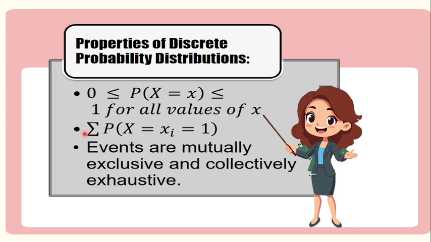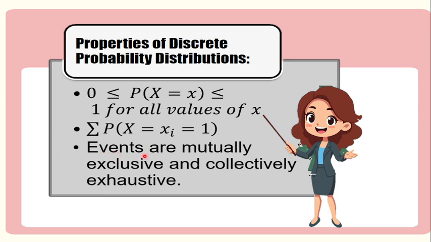So, for our second property, we have the summation, no, or the total of all probability values is equal to 1. So, kung nakuha na natin yung mga x natin and yung probability natin, then if we sum up all those P of x, we obtain 1, or it is equal to 1.